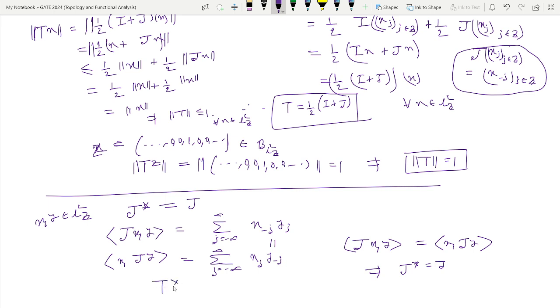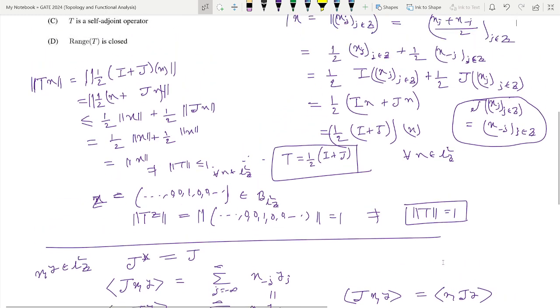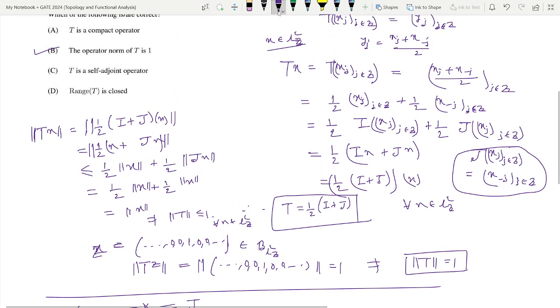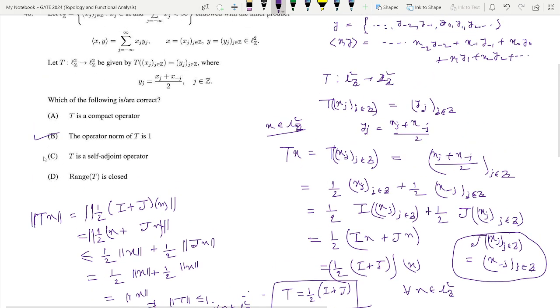Now simply calculate what is our T star. So T star will be equal to (1/2)(I plus J) whole star, and this will be equal to (1/2)(I star plus J star), and we all know that the identity operator I is self adjoint, so I star equal to I, and we have proved that J star equal to J, so this is equal to T. So what we get, T is self adjoint. So come to the options. Option C says that T is self adjoint, so option C is the correct option.